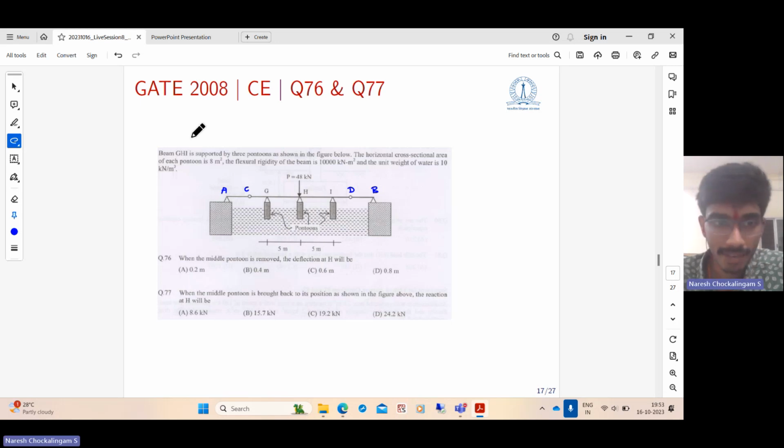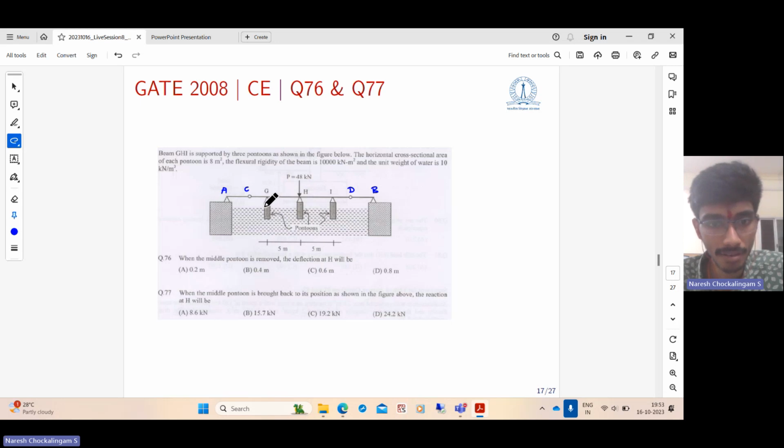It's a paragraph link type question. In the first part, we are asked to assume that the middle pontoon is removed. The support at H is removed, and we need to find out the deflection at the point H. The second part of the question, the support H is brought back, and we need to find the reaction at the point H.